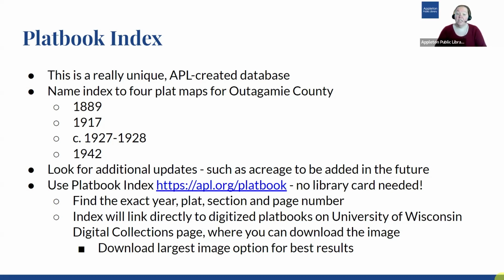Using the index, you can do a keyword search to find the exact year, plat, section, and page number where your ancestor owned land in Outagamie County during these years. The index will then directly link you to the digitized plat books, which are housed on the University of Wisconsin Digital Collections website. From there, you can even download an actual image of the plat book to save it for your personal use. I recommend downloading the largest option available to give you the best quality image. And I'll show you how to do this in just a minute.